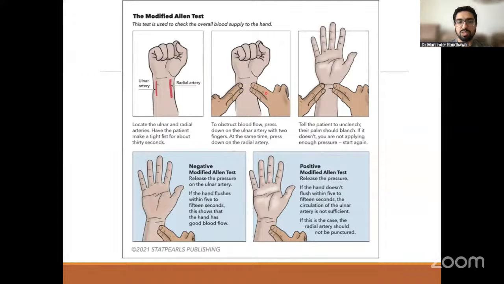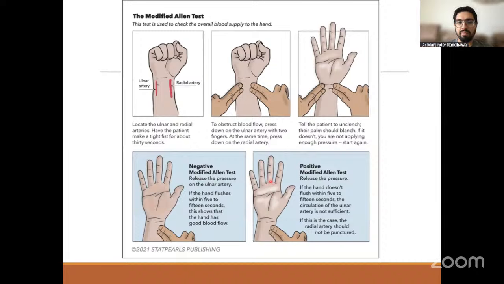So this is the way you press both the radial and ulnar circulations firmly. Once the hand is blanched, you see this has become white, you release the ulnar side. And once you release the ulnar side, if there is recirculation of the hand, if it becomes red again, that is a negative modified Allen test, which means the ulnar circulation is good enough, you can prick the radial artery.